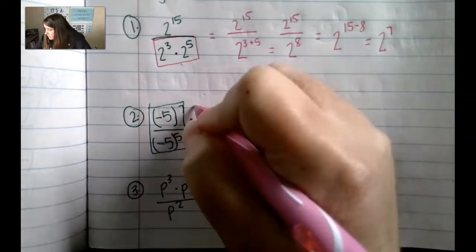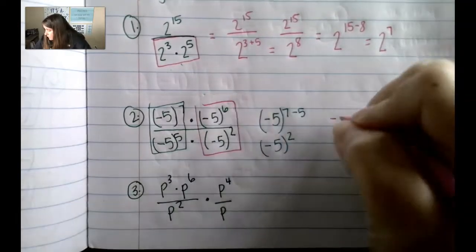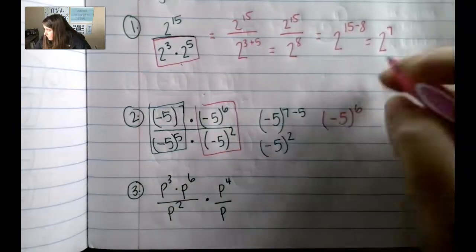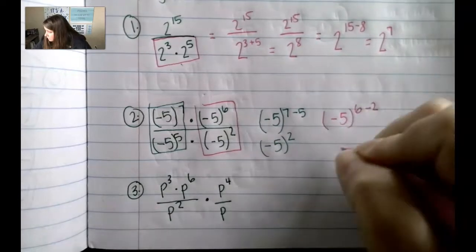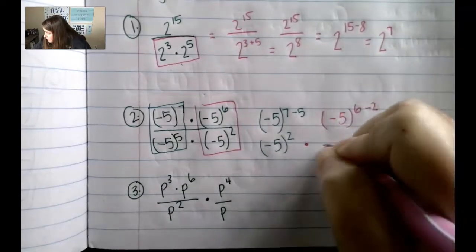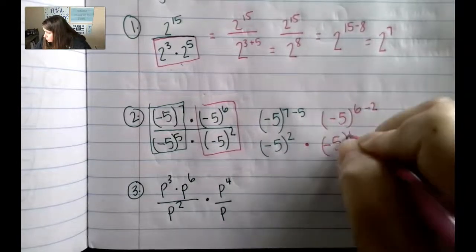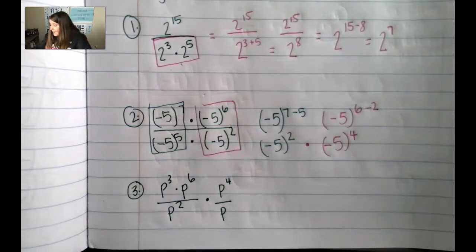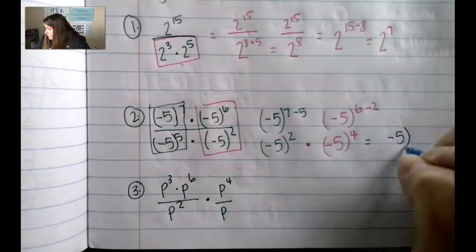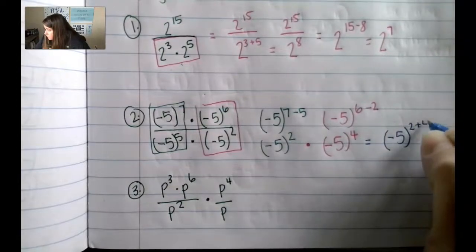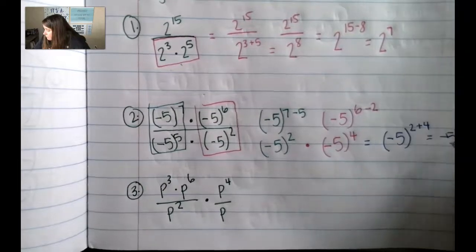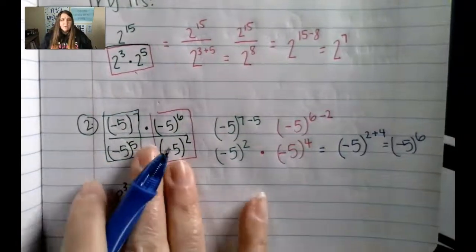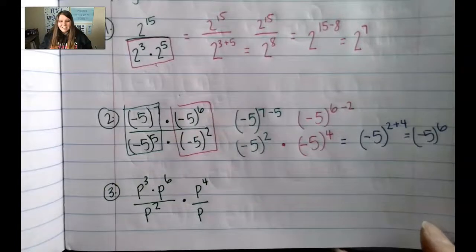Now we're ready to worry about this problem. So we have negative 5 to the 6th divided by negative 5 to the 2, or we have negative 5 to the 4th. Now we're ready to multiply. Multiplication means that we're going to add. So this is negative 5, 2 plus 4, or negative 5 to the 6th power. Oh my goodness, that went way off the charts there. Okay, how did you do on number 2?